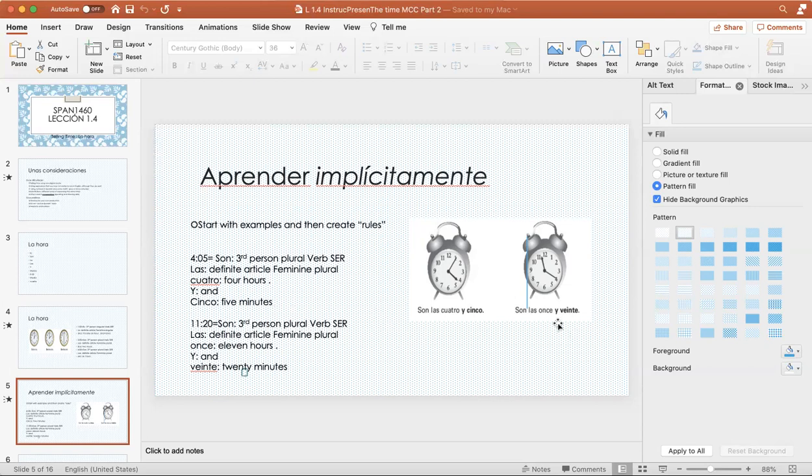Then we have son las 11:20, it's 11:20. So again, son because we have more than one, we have 11 hours. Y because we're adding the minutes, and 20 is representing the minutes.